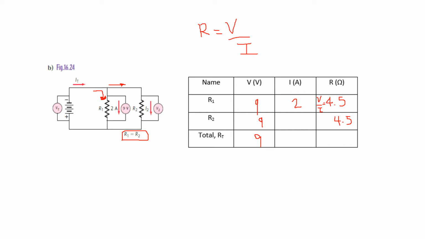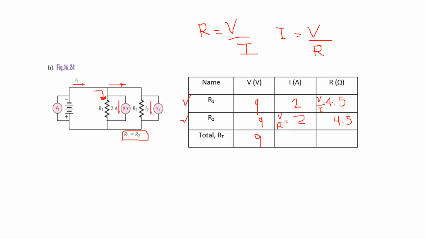So if this is 9, again, if I'm trying to find current, current means voltage divided by R. So here V divided by R will give me 2. So 9 divided by 4.5, it gives me 2. So therefore this one is solved, this one is solved. And I'm going to come here.